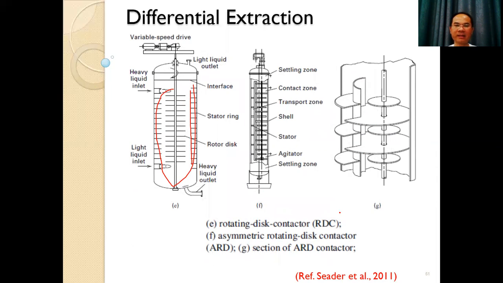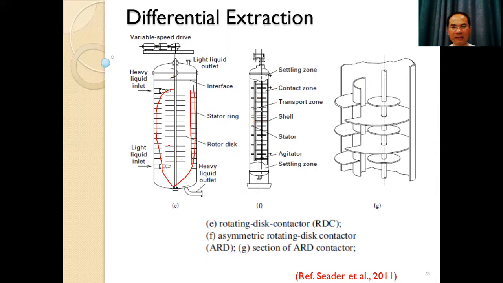For extraction, the main objective is to transfer the solute in the heavy phase to the light phase. If we have a high contact area, we improve the mass transfer. That also depends on the mixing, on the contact area, and on the height of the column.